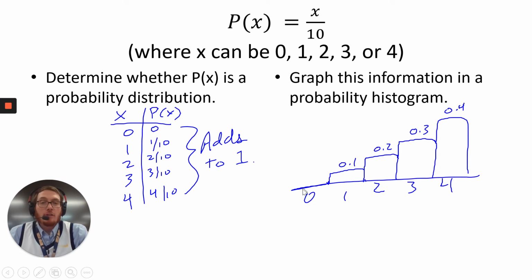Graphing this information should look just like a stair step. So you'll probably get 0, and then 0.1, 0.2, 0.3, 0.4. You don't typically see this histogram as often as you'll just see this table, so I would focus more on the table than on the histogram as you're looking through these questions.